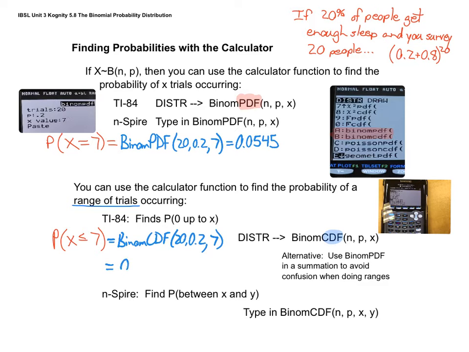0.967? Is that what anyone else got? 0.968. Okay, what are the decimals there? 0.9678. So you'll round that to 0.968 if we're doing 3 significant figures there. All right, so we have a very good chance of getting 7 or fewer people who actually got enough sleep.